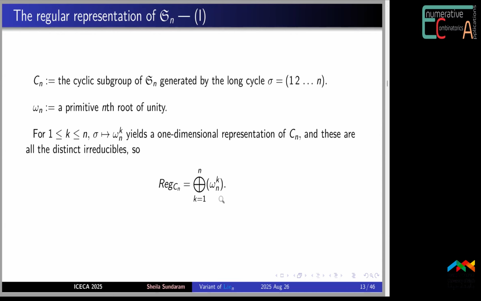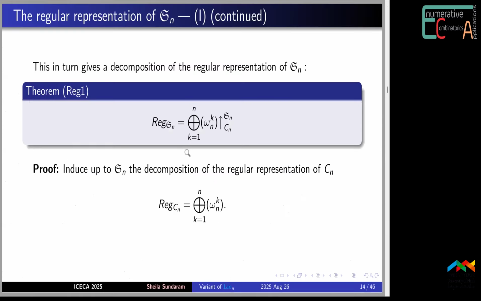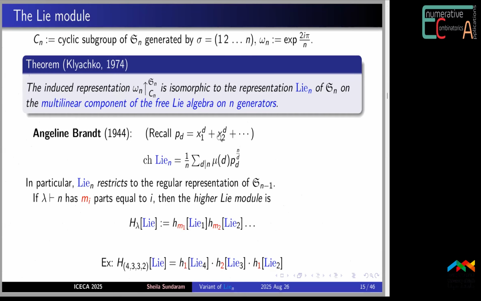pieces, from which you immediately get, by inducing up, a decomposition of the regular representation of Sn into n pieces. And this is a very famous decomposition that has a lot of interesting combinatorics associated with it. Okay, so back to the free Lie algebra and the Lie module. So why am I talking about all this?